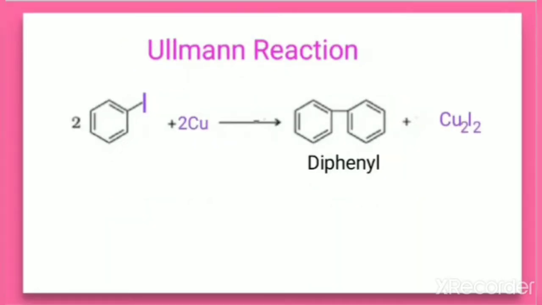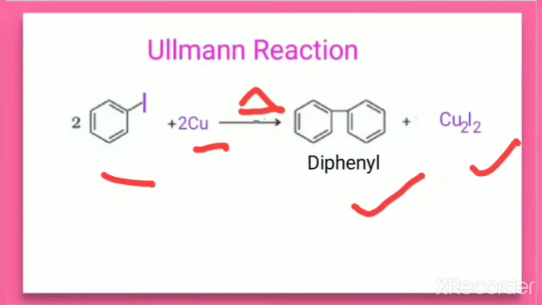Next reaction is the Ullmann reaction. When iodobenzene is heated with copper powder, it results in the formation of a product called diphenyl. And the side product formed here is Cu2I2. So as in the case of the Fittig reaction, there is a doubling of the phenyl group. Here also there is a doubling of the phenyl group. So when you study this Ullmann reaction, you learn it together with the Fittig reaction. In this, the product is the same product which is formed.